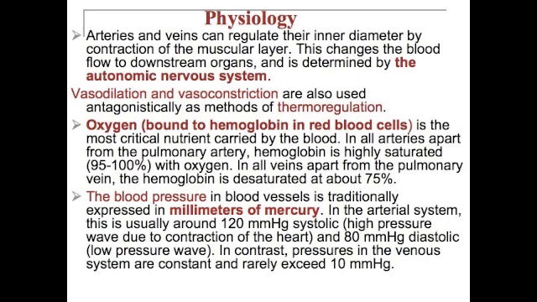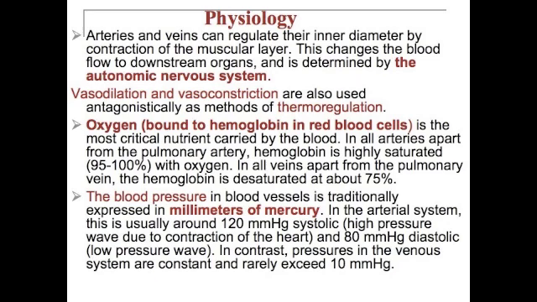In terms of physiology, arteries and veins can regulate their inner diameter by contraction of the muscular layer. This changes the blood flow to downstream organs and is determined by the autonomic nervous system. Vasodilation and vasoconstriction are used antagonistically as methods of thermoregulation. Also, oxygen is the most critical nutrient carried by the blood. In all arteries apart from the pulmonary artery, hemoglobin is highly saturated with oxygen. In all veins apart from the pulmonary vein, hemoglobin is desaturated.